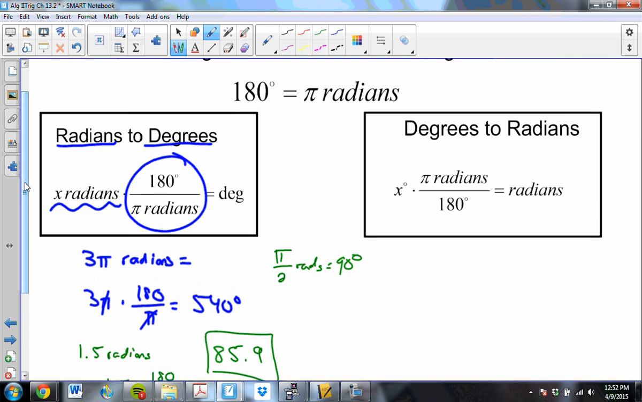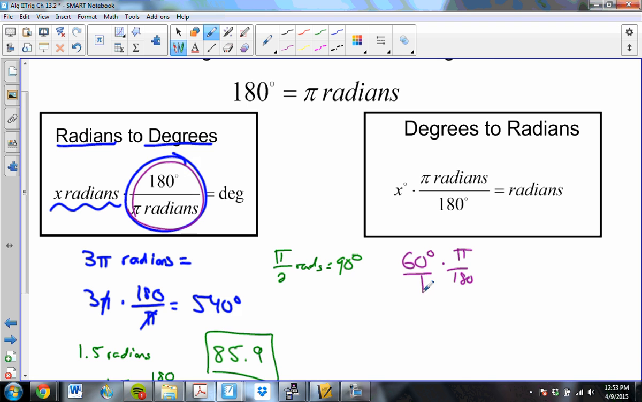Now we'll go the other direction, degrees to radians. We'll do some kind of simple numbers first. So we'll do 60 degrees. If I want to find that, I just take this fraction that I had over here and I flip it over. Instead of 180 over pi, it's pi over 180. So I'll do times pi over 180. And I want to reduce this fraction.